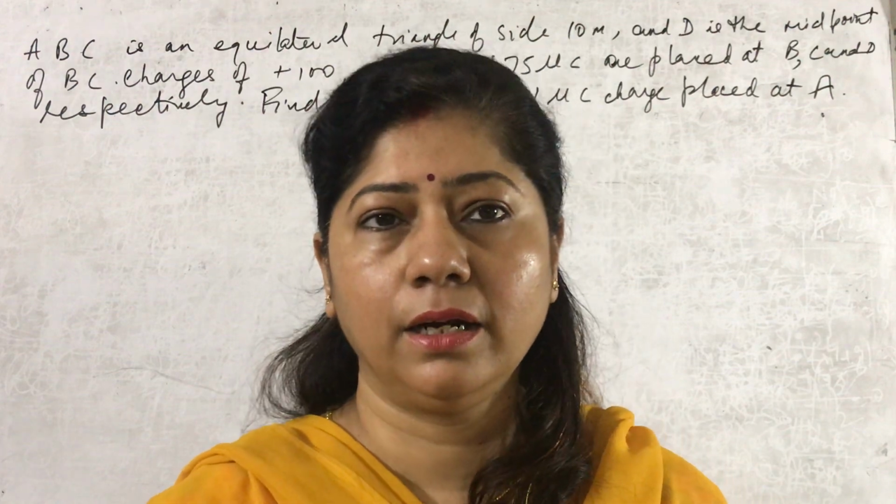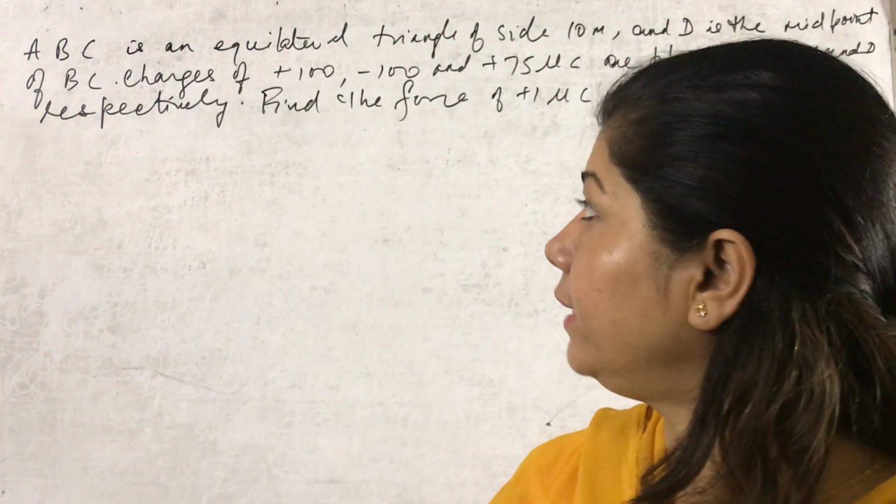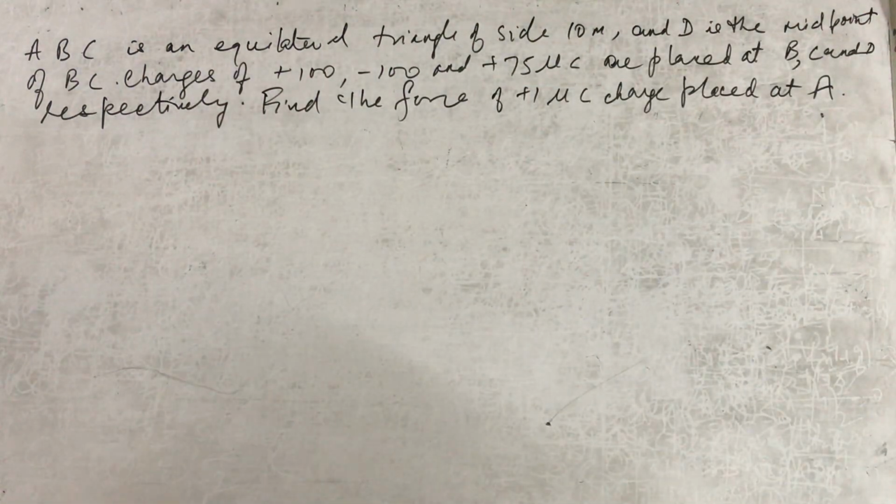I have taken a slightly complicated type of question here. If you can see the board, the question is: ABC is an equilateral triangle of side 10 meter and D is the midpoint of BC. Charges of plus 100, minus 100 and plus 75 microcoulomb are placed at B, C and D respectively. You need to find the force on a plus 1 microcoulomb charge placed at A.